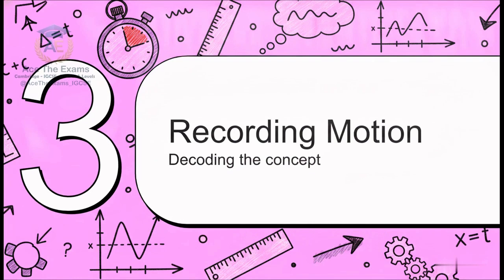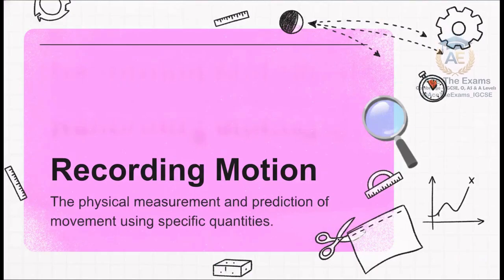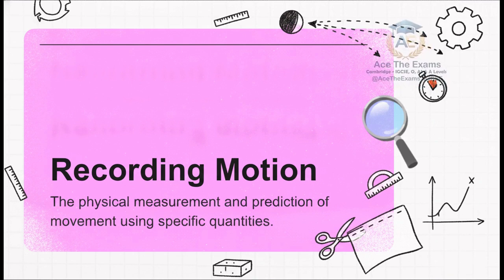All right, Section 3, decoding recording motion. Okay, we're shifting gears from everyday language into strict, precise physics vocabulary. Here is our core definition. Recording motion is the physical measurement and prediction of movement using specific quantities, relationships, and principles. Notice how incredibly careful that wording is. We're measuring what's happening right now in order to predict what's going to happen next using strict physical rules.